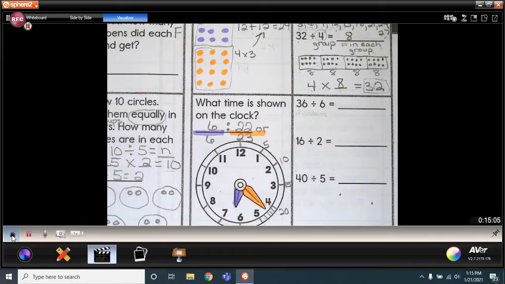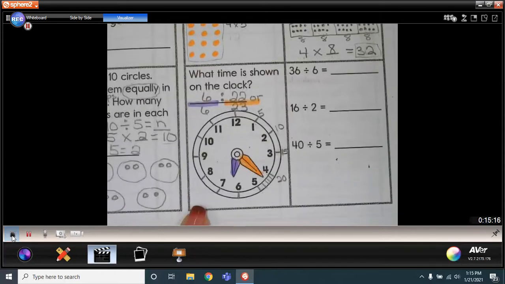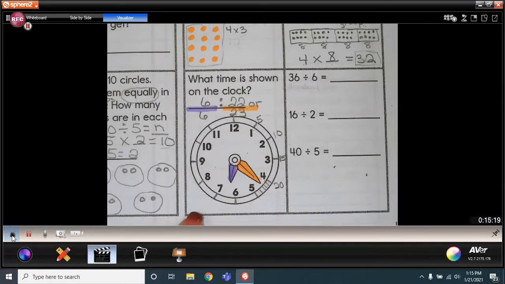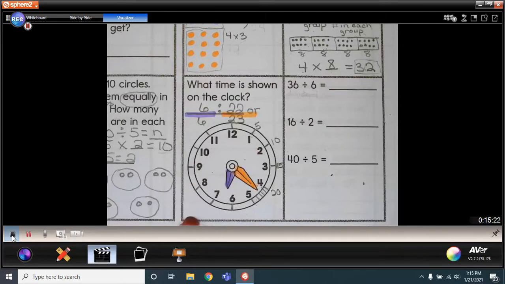So 622 or 623 would be acceptable answers for our clock problem. In your DMA quiz today, this is going to be one of your questions. I am going to ask you to write the time that was shown on the clock for your DMA day 4. So when you get to that problem, you won't see a clock. You will have to know that you are looking at today's DMA solution video.